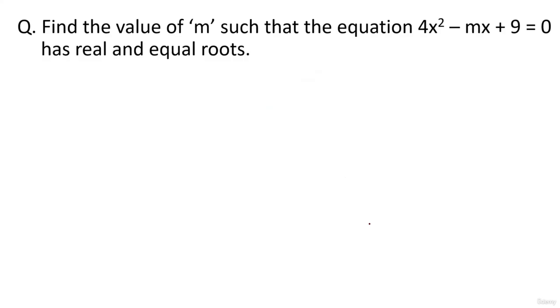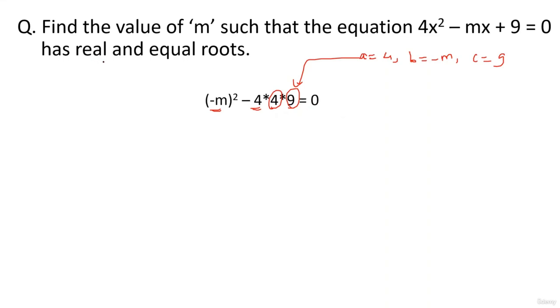Find the value of m such that the equation 4x square minus mx plus 9 equals 0 has real and equal roots. I want you to pause the video and try it out for yourself, and then you can see the solution. Okay, so if you compare, the value of a here is 4, b here is minus m and c here is 9. So b square minus 4ac, what will it be? Minus m square, minus 4 into a is 4 and c is 9. So b square minus 4ac is minus m square minus 4 into 4 into 9 equal to 0.